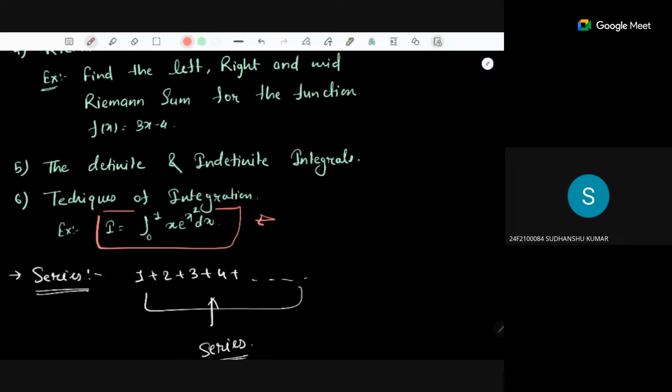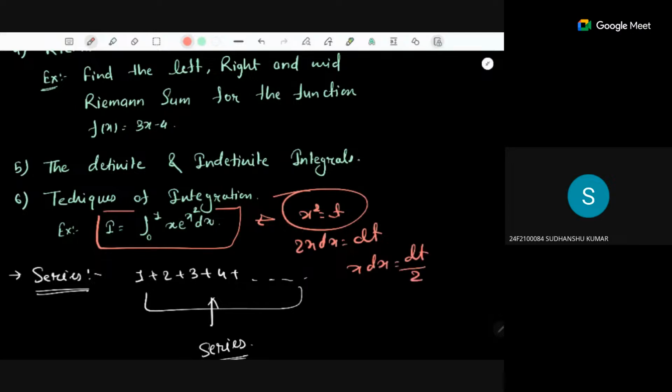Just substitute x square equal to t. Then you will get 2x dx is nothing but dt, so x dx will convert into dt by 2. Now this integration will change into some simpler one, only in terms of e to the power t. So you can get your answer too.